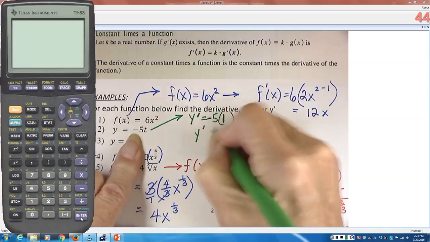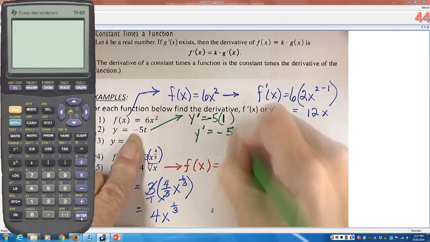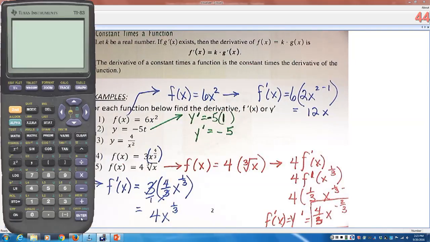So y prime is going to be -5. Because the derivative of t is just a 1 and the -5 just rides along. Okay? Your coefficients just ride along. Got one left.